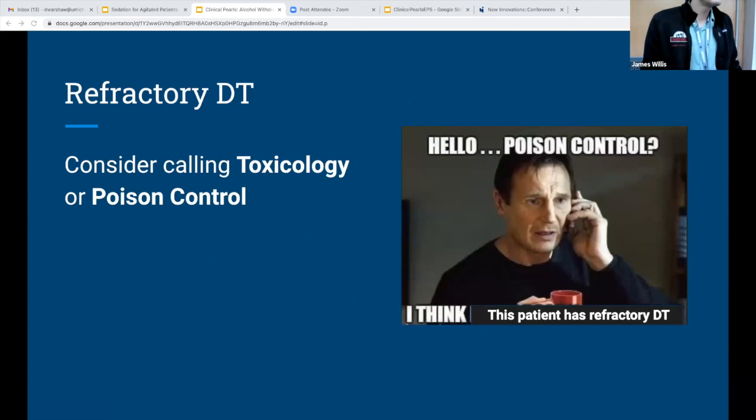And then there's no specific cutoffs in terms of the amount of benzodiazepines that you give, say, in the first hour before you call it refractory DTs. Some have mentioned if you use more than 50 of Valium in the first hour or more than 200 in the first 3 to 4 hours, at that point you can consider calling toxicology or poison control just for a little backup.